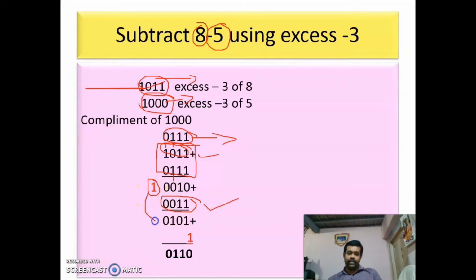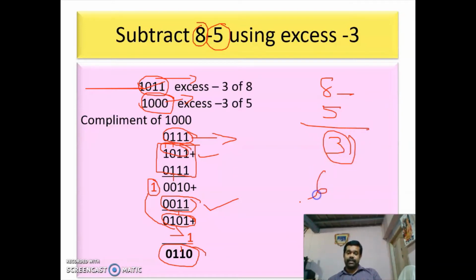Then we are adding this carry here. That is nothing but the end around carry. With this result, we are adding this 1. So 1 plus 1 is 10. This carry will be getting here, that carry we are writing here. So 0 plus 1 is 1, 0 plus 0 is 0. So you are getting 6. So 8 minus 5 is 3. Excess 3 of 3 is 6. So 0110 is 6. So you are getting the answer.